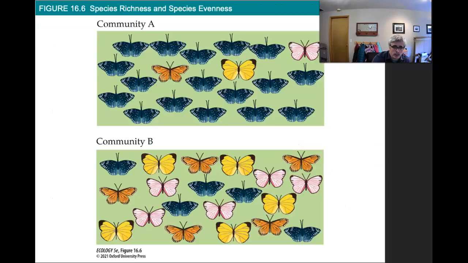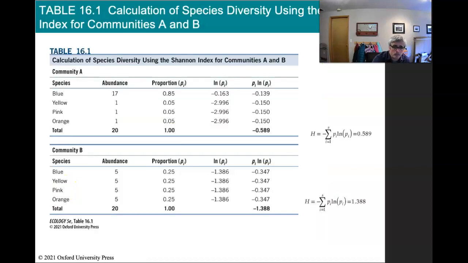So I'll jump back here and we can look at it again. So here we've got the same richness, right? We still have 4 species in community A and community B. Community A is dominated by the blue butterfly. 17 blue butterflies, and 1 each of the other 3 species. For community B, we've got a very even distribution. We have 4 species and 5 of each member. So that's how we come up with abundance, and that's how we come up with the proportion.